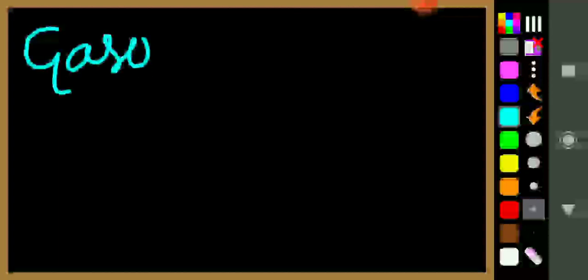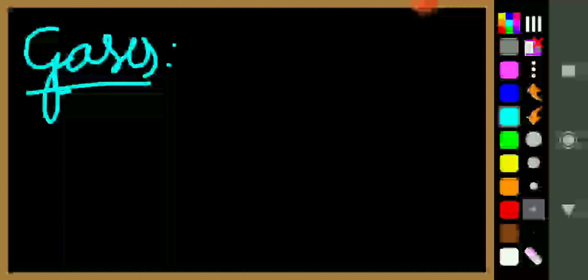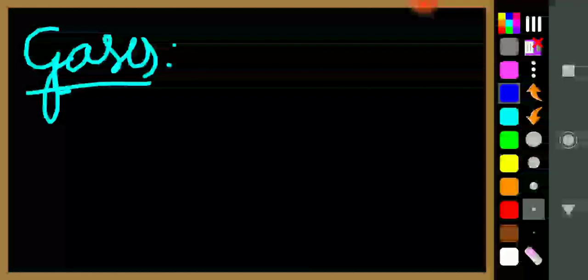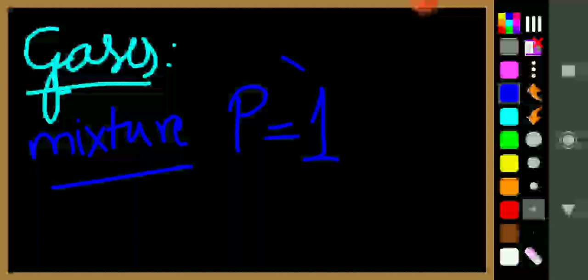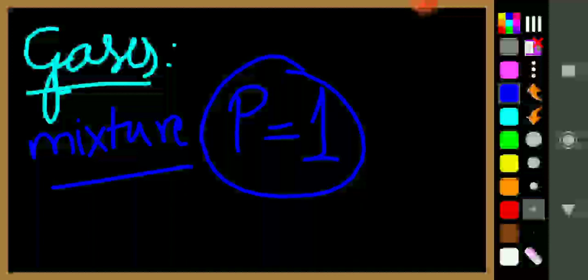Similarly, gases. Number of phases will be, now a mixture of gases. Gases, can you separate them mechanically? No. So number of phases in a gas mixture will always be 1. So what did we see?